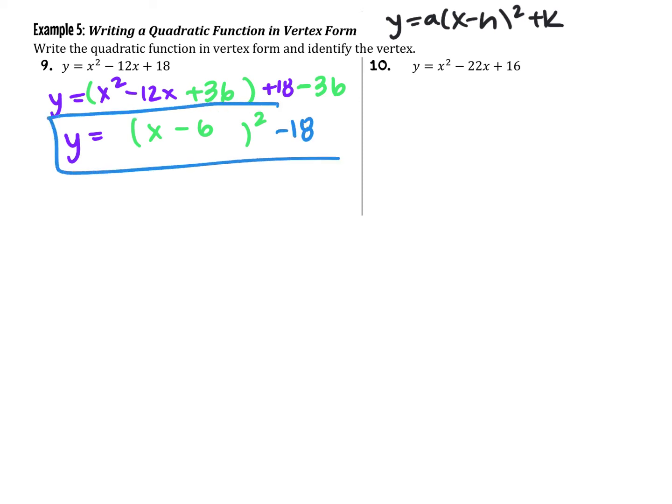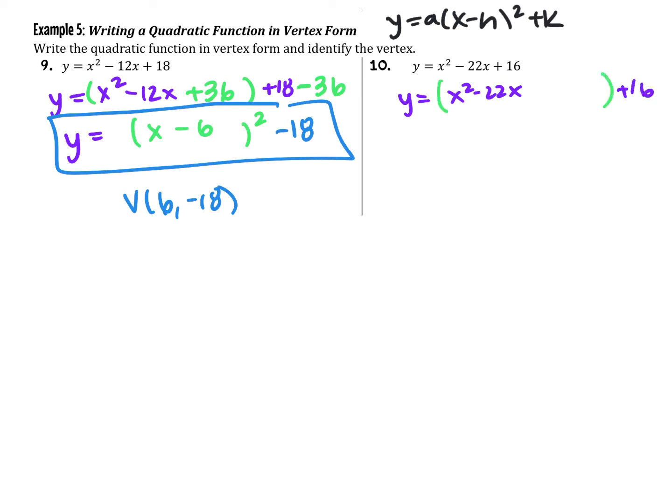And now I have a quadratic that's in vertex form, which means I can immediately identify the vertex as the opposite of what I see inside with x, or the h value, comma k, the outside part, the vertical translation. So I'm going to encourage you to pause the video on number 10 and try and work through it on your own, and then unpause the video and see how you did.